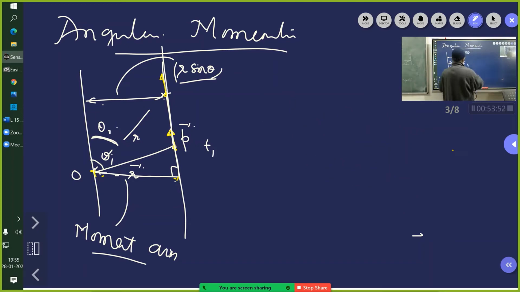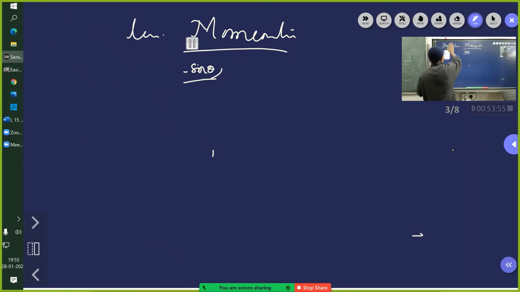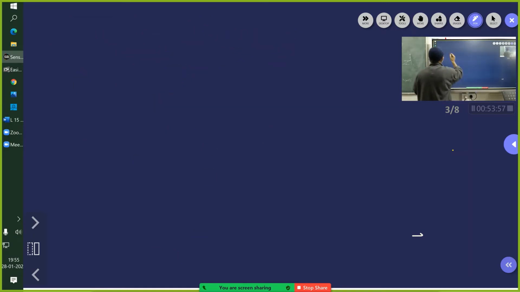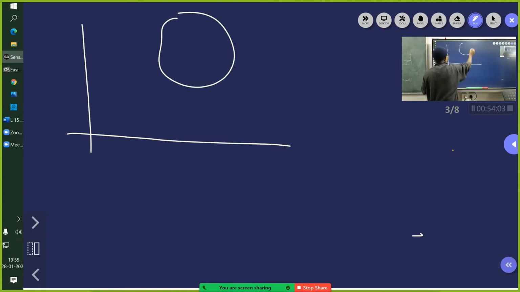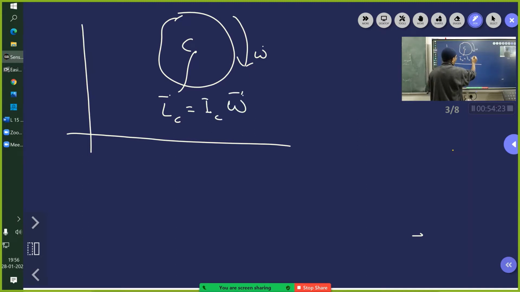If I have this frame of reference here, and if I have a body here, and this body is rotating about its center of mass with omega, then you will get the angular momentum LC bar, which will be equal to IC into omega. As simple as that, about this point. That is what we have seen.